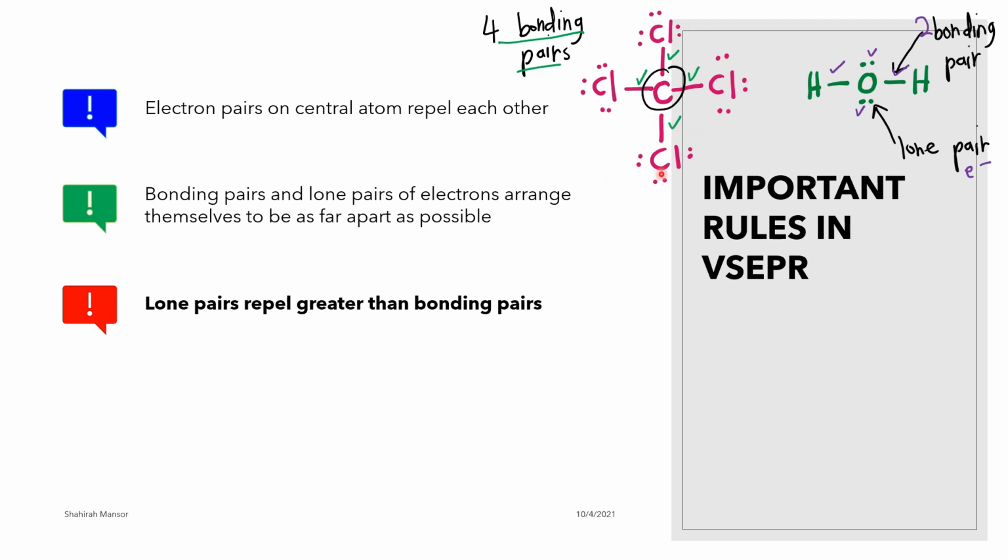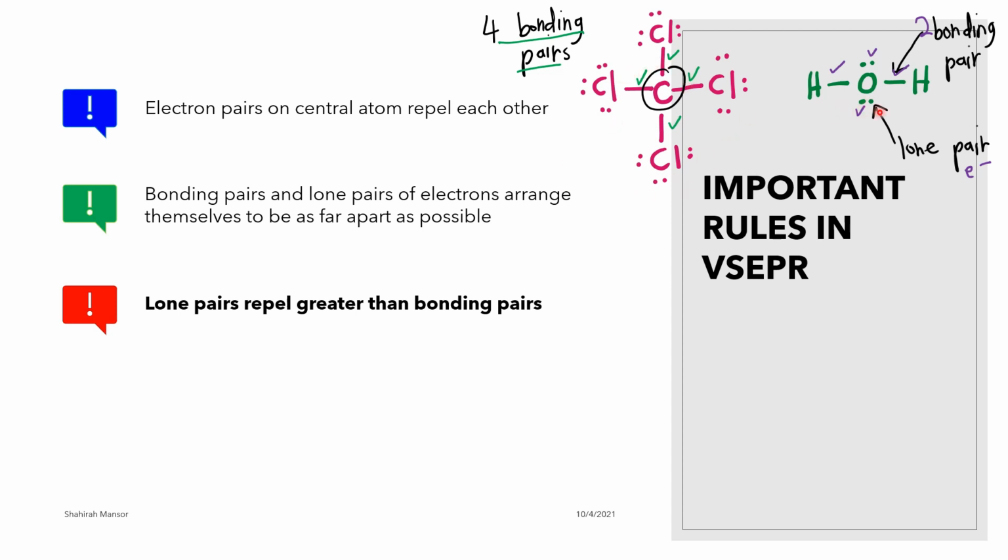So in the case of CCl4, on the central atom there are only 4 bonding pairs, which means we have only one type, bonding pairs. So all the bonding pairs will repel each other equally, with equal strength, until they arrive at a position where the repulsion between them is the minimum. At that position, we get the molecular geometry of CCl4.